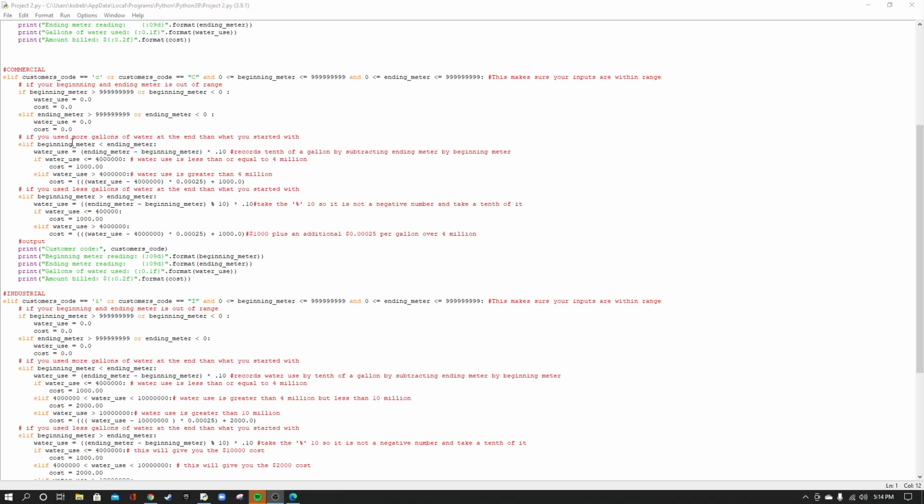And if the beginning meter is less than the ending meter, we have the same process. To find the water usage, we just find the difference, so ending meter minus beginning meter, and you multiply it by a tenth.